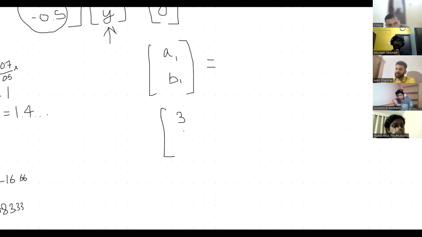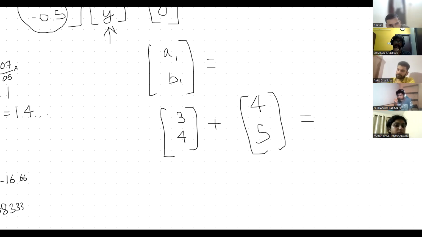And we are adding a constant vector 4, 5. Fine. This is equal to 7 plus 9, right? That is equal to the vector 7, 9.